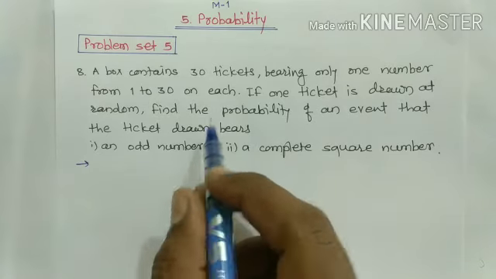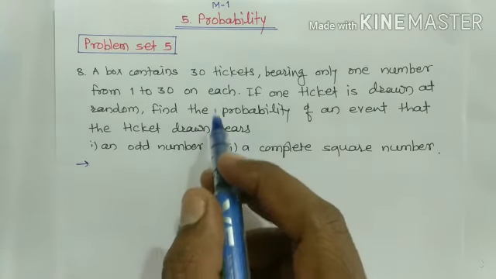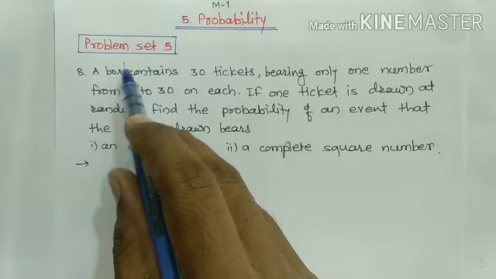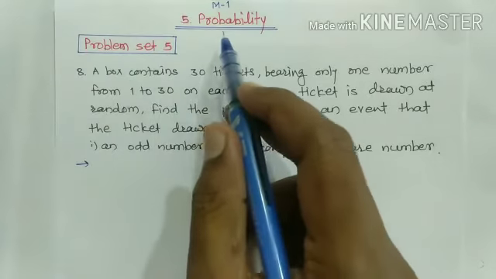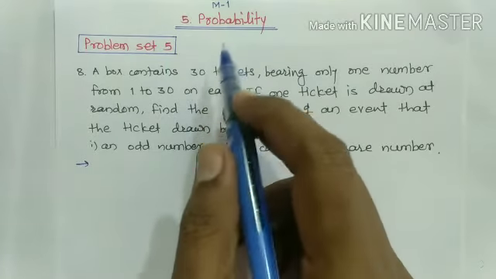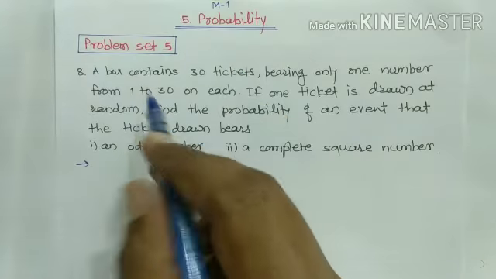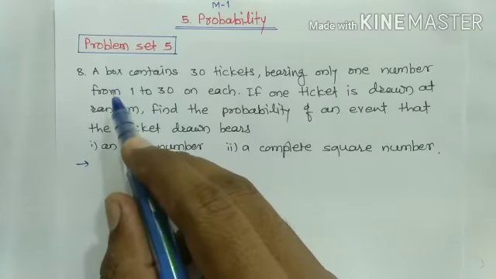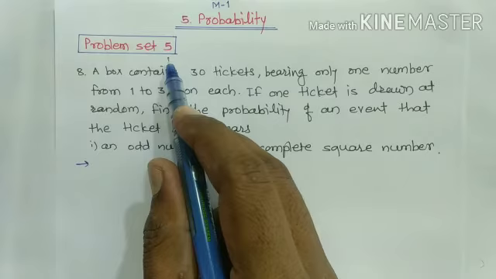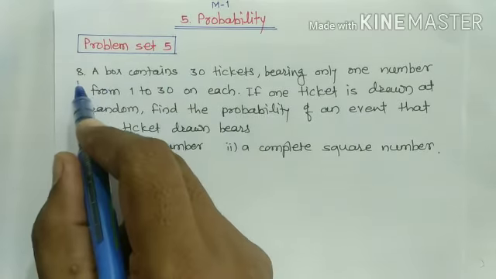Hello friends, in this video we are going to solve the remaining examples in problem set 5, that is from the chapter of probability of Maths Paper 1. In the previous videos we already solved the first 7 questions in this problem set 5. Now let's start from the 8th.